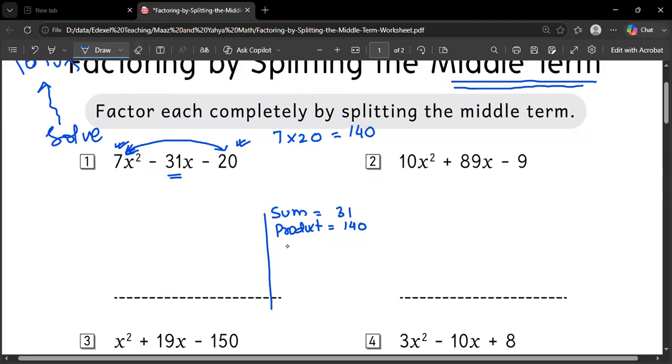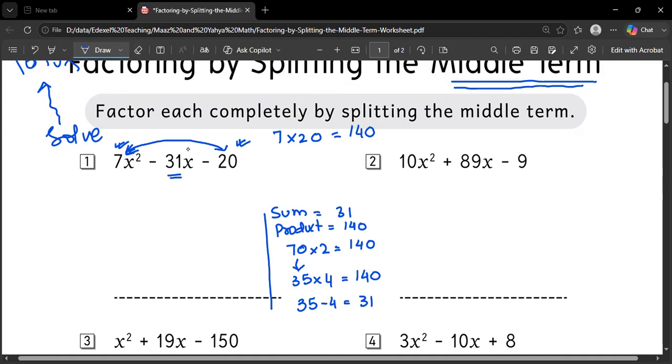Can I say 70 and 2? Will it be 140? Yes. Now, what if I say it's 35 times 4? Will I get 140? Yes, and if you subtract them you get what you want. But when you change the value of the numbers, the addition changes as well. Yeah, this is what we have to do.